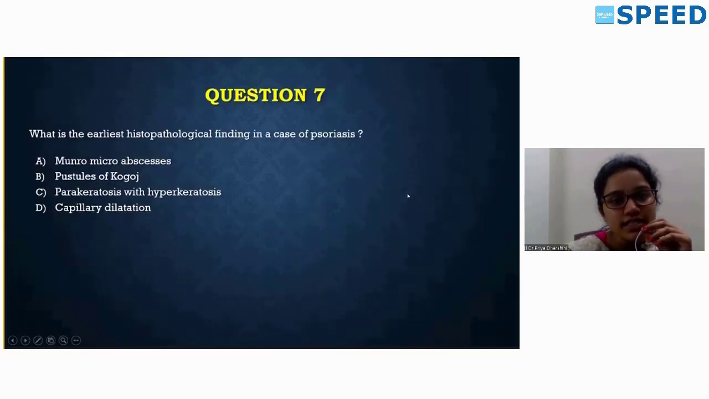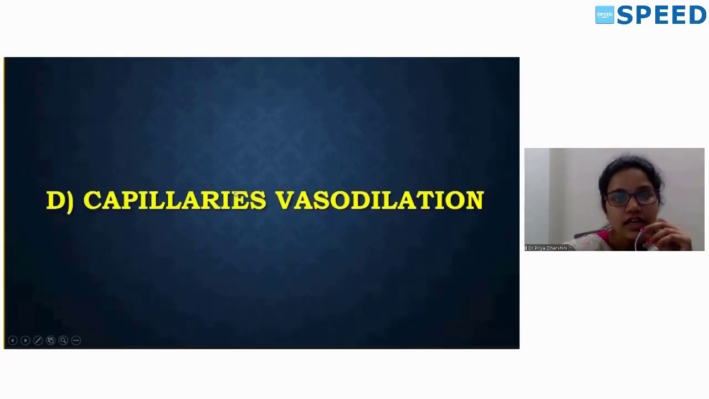Next question is, what is the earliest histopathological finding in case of psoriasis? You should know all the histopathological findings in case of psoriasis, and the earliest is capillary dilatation only. All other findings are also seen in case of psoriasis.